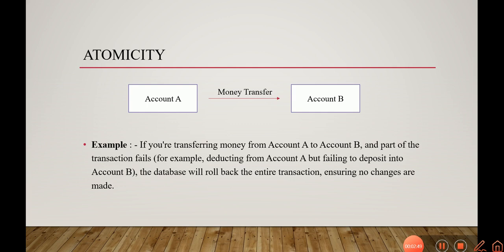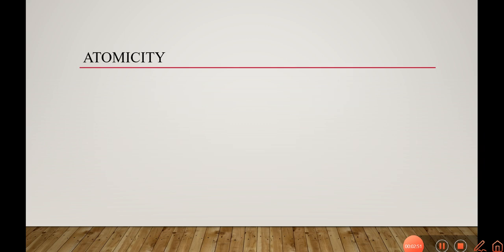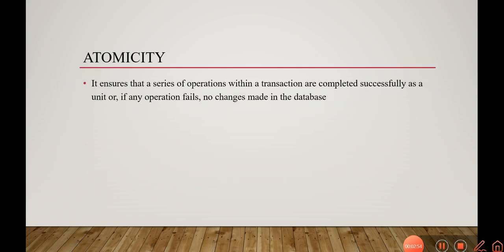So how do we define atomicity? Atomicity ensures that a series of operations, that is the transaction, is either completed successfully, or if not completed successfully due to some failure, no changes will be made. The database will remain as it is. If the transaction is completed successfully, then the changes will be reflected. If not, the whole database will remain the same. No changes will be made. So this is nothing but atomicity.